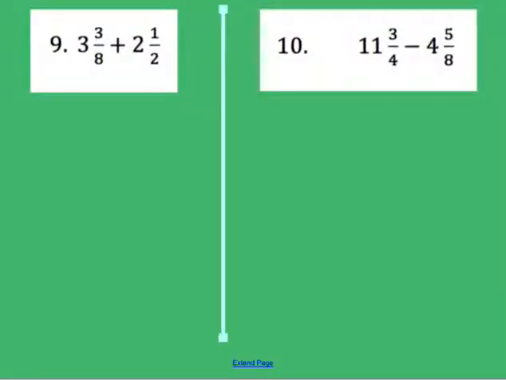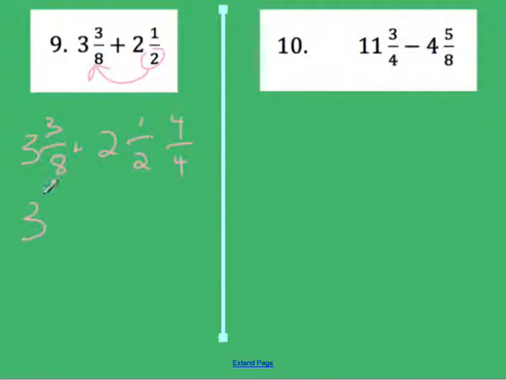Okay, let's take a look now at number 9. So here we have a mixed fraction. What I want to do here is make this be the same as that. So what do I need to multiply 2 by to get to 8? And that's going to be 4. So I have 3 and 3/8. I'm just going to keep that the same. Now I'm taking this 1/2 and I'm going to multiply it by 4 over 4. Again, what I'm trying to do is make this number here multiply to that number.